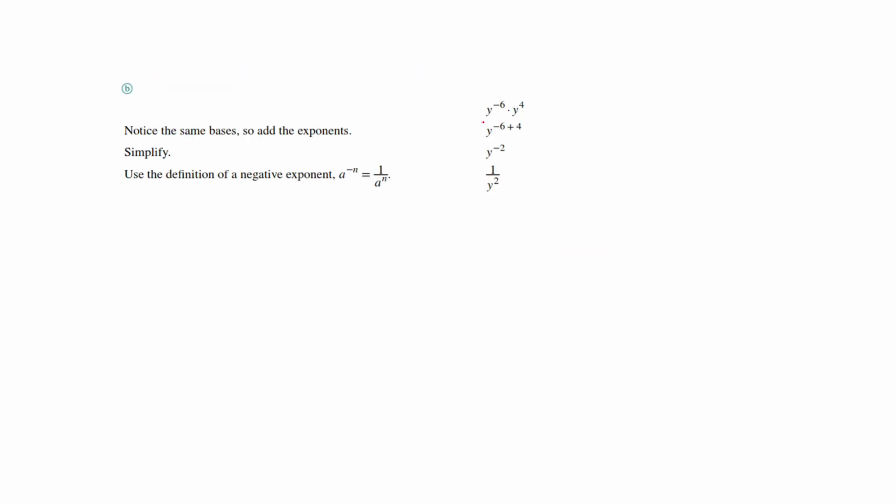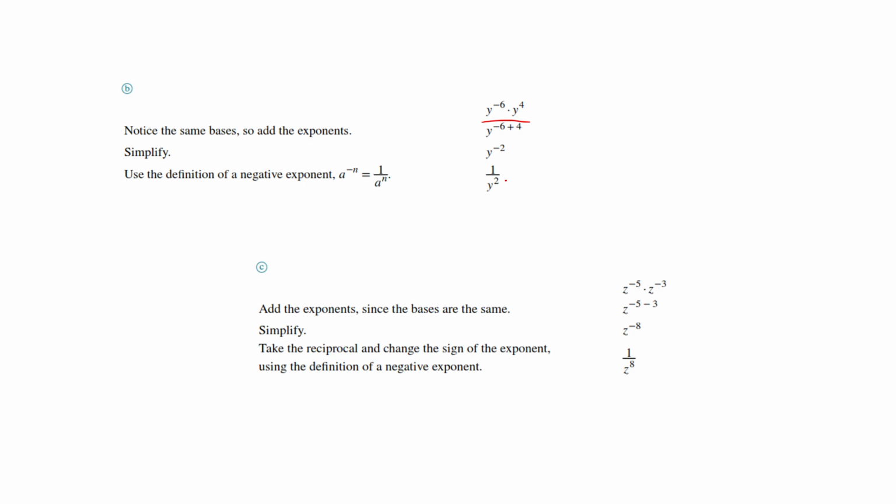Okay, so we do that again. We've got the same base here, so we can add these. And negative 6 plus 4 would get me to the negative second, and then negative 2 can move down to the bottom because of positive 2. Okay, so one more of these. So I can add negative 5 and negative 3 makes negative 8, but let's not leave it there. Let's move it to the bottom, and we get this.